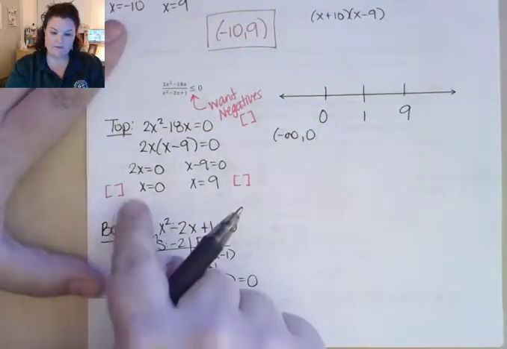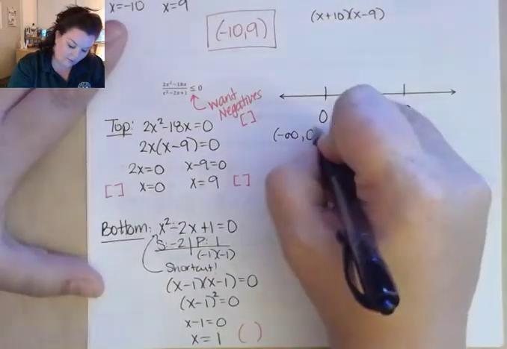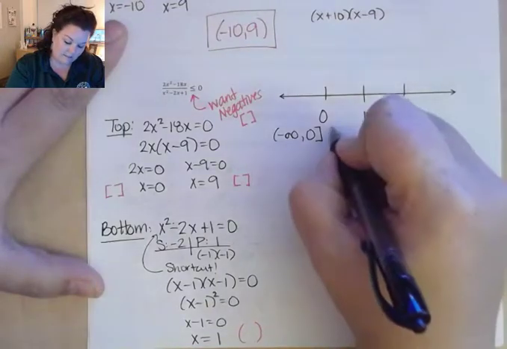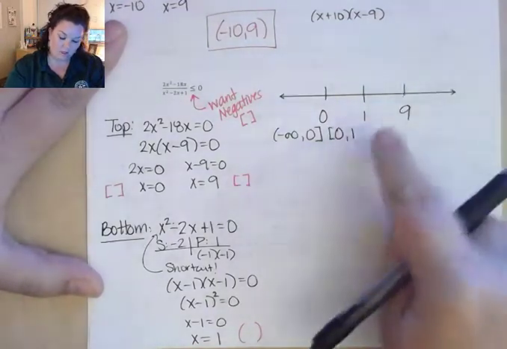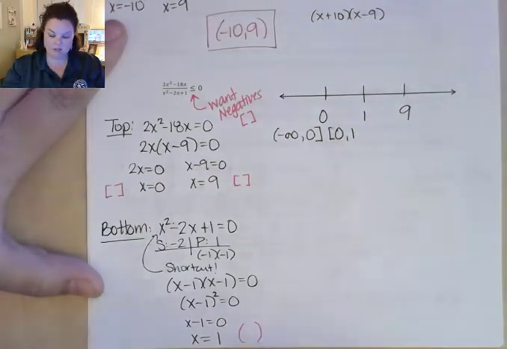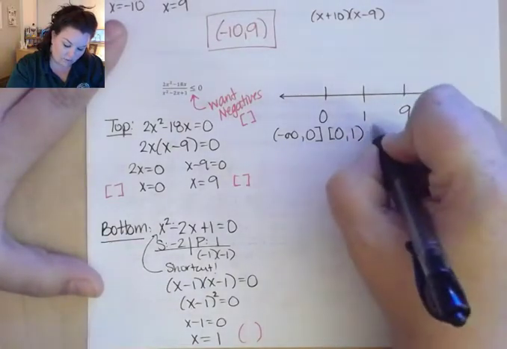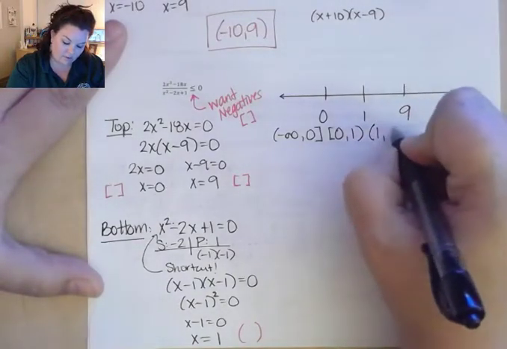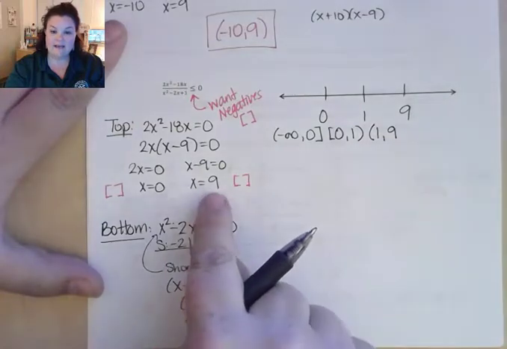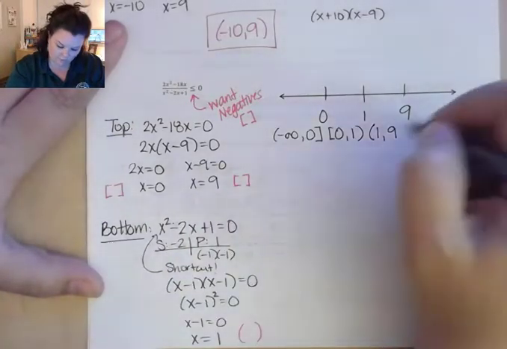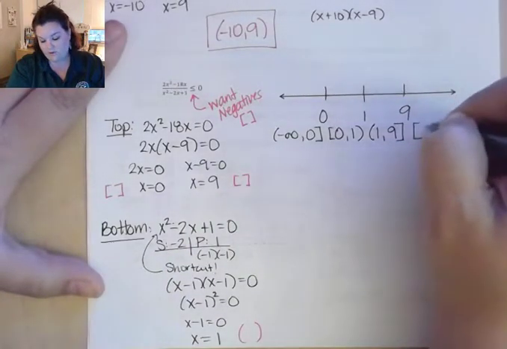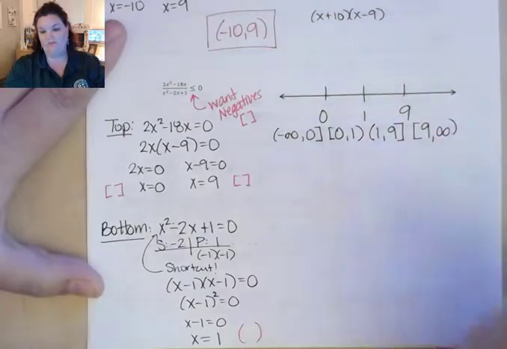Now 0 came from the top, so we can use a bracket on it. And then again, a bracket at 0 over to 1. 1 came from the denominator, so we have to use a parenthesis on 1. And then a parenthesis at 1 over to 9. 9 came from the top, so it's okay to use a bracket on. And then another bracket at 9 out to infinity.